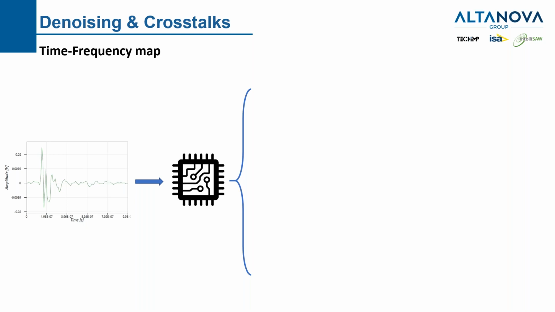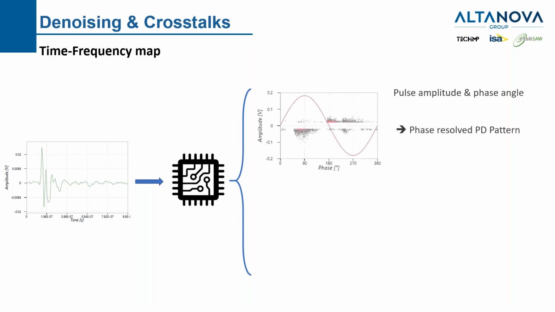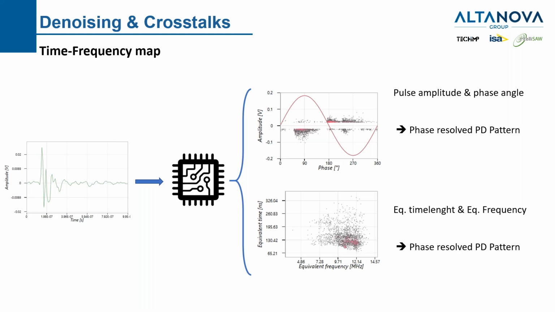We have one pulse. This pulse will be analyzed on board of the instrument with the pulse amplitude and phase angle. We will build the phase resolved PD pattern, but with the rest of the information, so the waveform shape, we will study, thanks to a fast Fourier transform formula, an equivalent frequency and an equivalent time length. As I told you, it's not the object of this webinar, but to make it short, with the time frequency map, we are able to see the signal from another point of view, and we can introduce and customize filters on this basis.